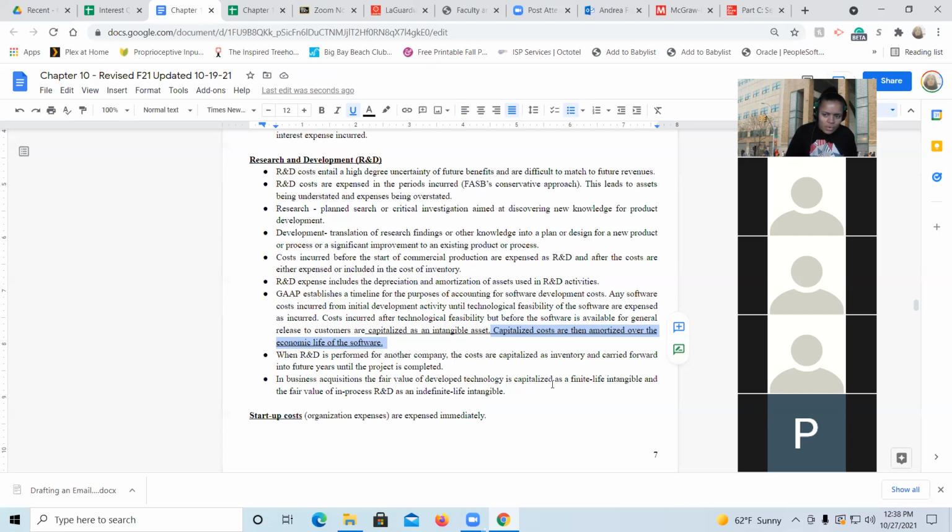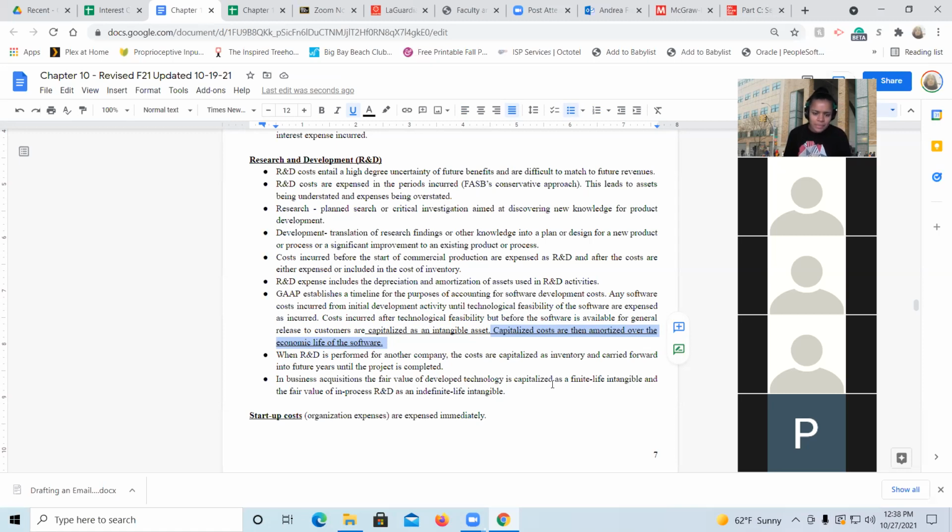So if it's your own stuff, you expense it unless you're developing software and it's already technologically feasible. If you're doing the research for someone else, you will actually carry those costs forward as inventory. I guess if you're making products and stuff, it's a little bit weird, but that's what you're required to do. I agree with you, it's a little bit weird. You haven't said that, but I can sense that you probably think it's weird.